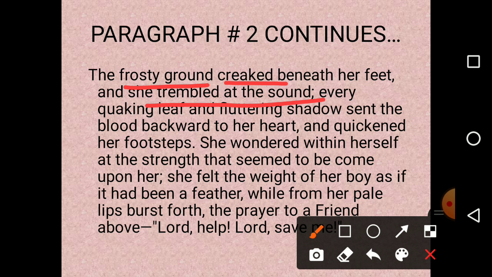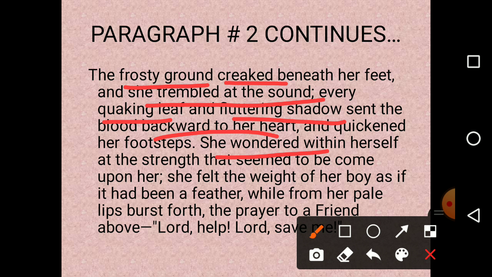Every quaking leaf and fluttering shadow. Fluttering shadow means moving shadow, or quaking leaf means the sound made by a leaf, sent the blood back to her heart. Whenever this was happening, she could feel something moving, or maybe she could hear some sound, just a little leaf falling sound. She was trembling. The blood was coming back to her heart with a thud, and she quickened her footstep, means she was walking faster and faster.